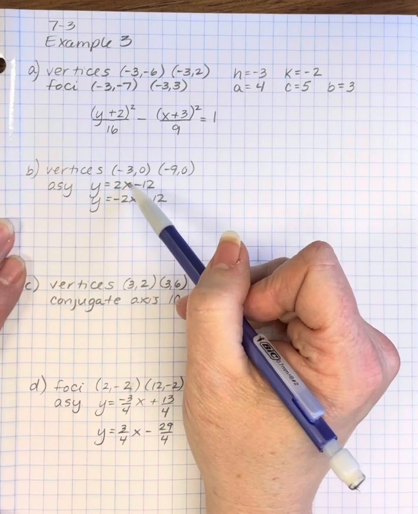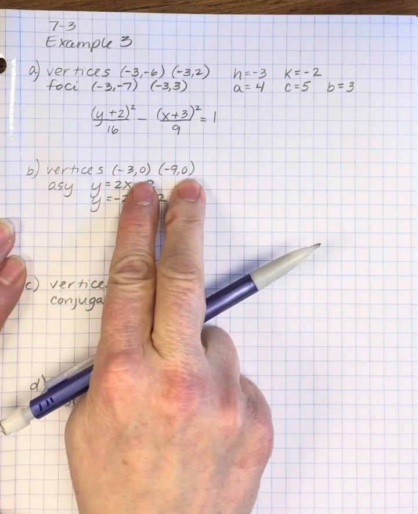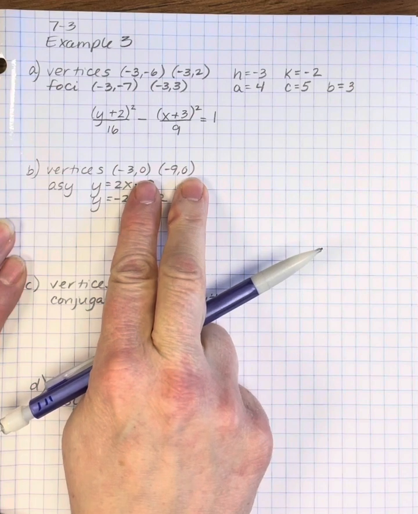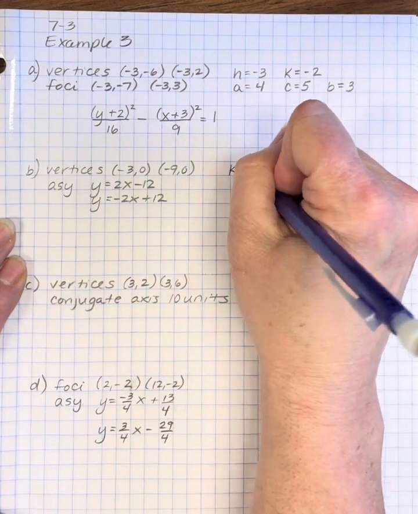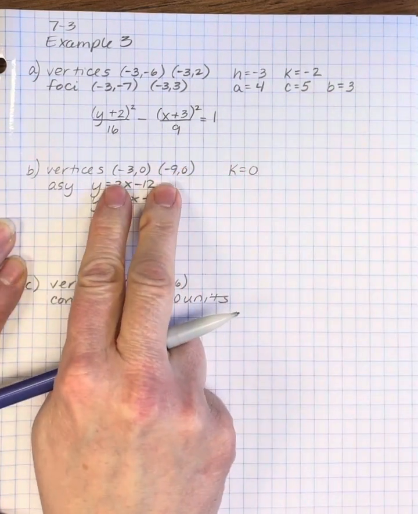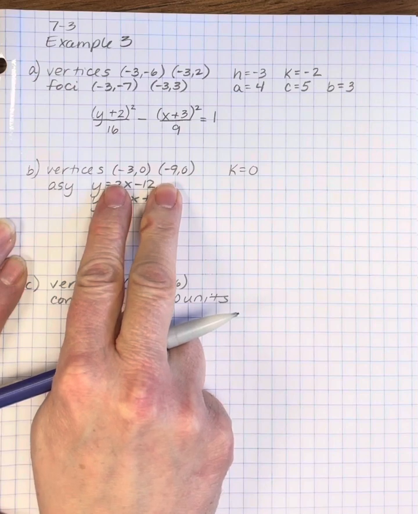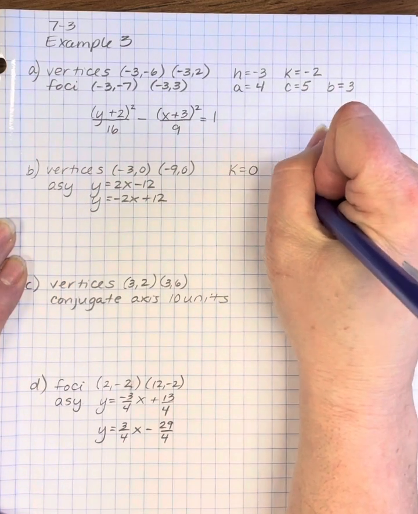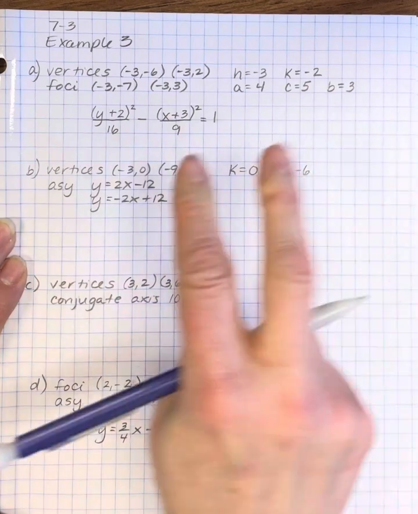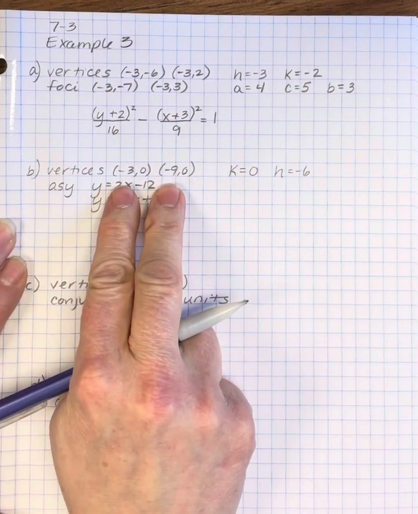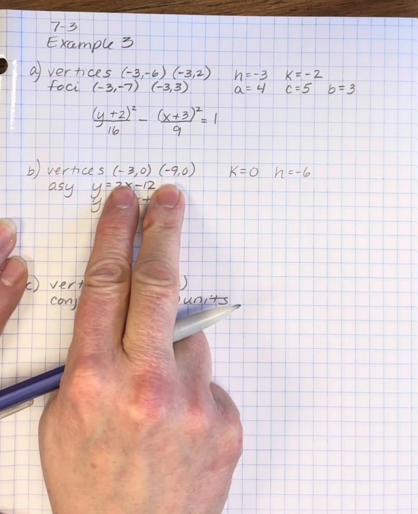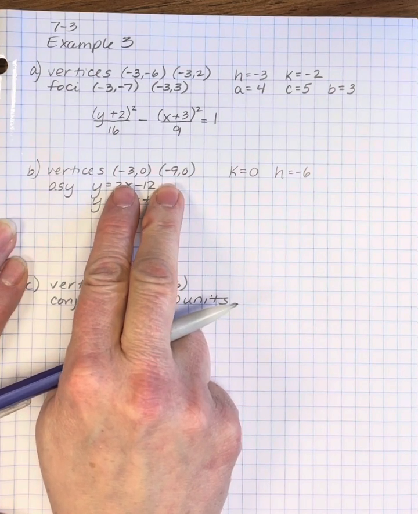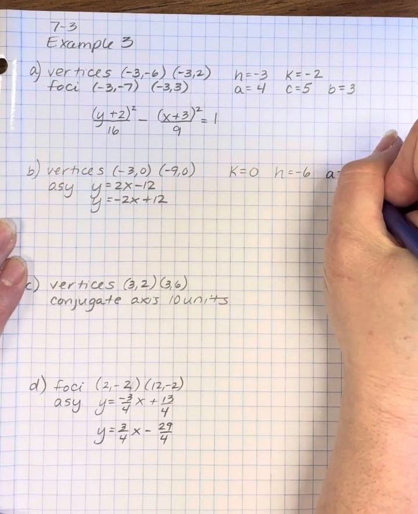Next one. My y values are the same. If my y values are the same for my vertices, that tells me that this is going to be horizontal. So that tells me that I know k equals 0. Halfway in between -3 and -9 is -6. So that tells me that h is -6. The distance between those two is 6. So half of that distance is 3. So A is 3.